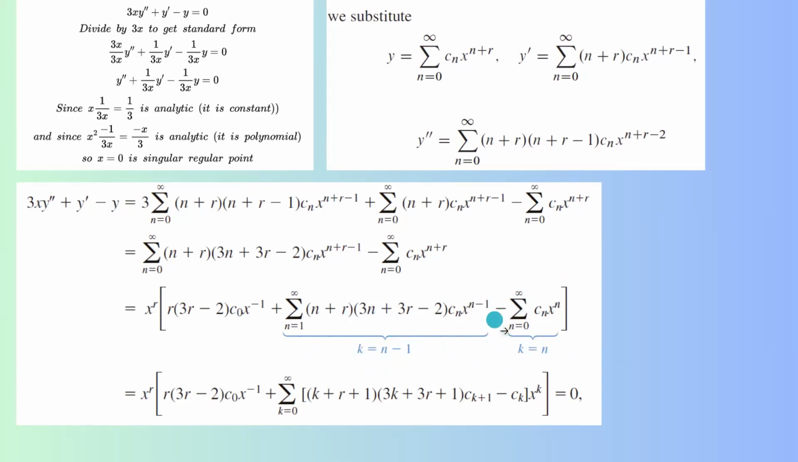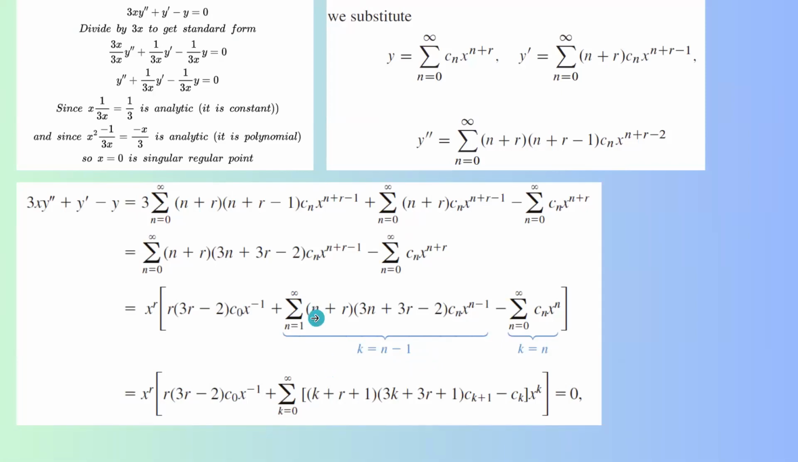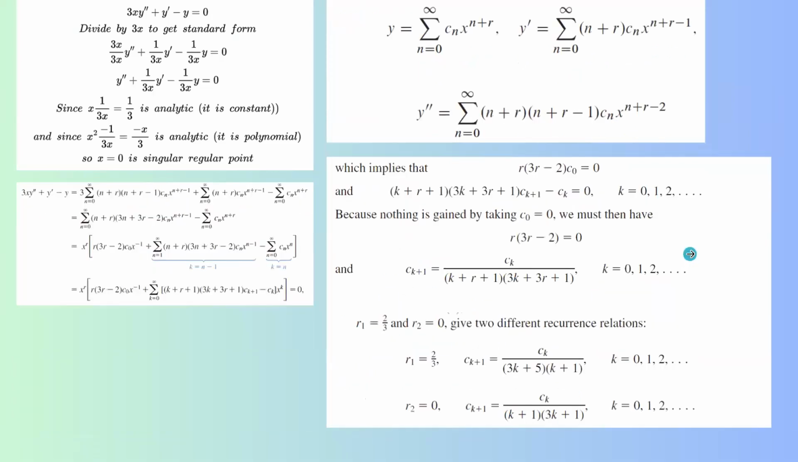It helps to combine these together and find a recursive relation here. So again, x to the power r is factored out, and then you have r(3r - 2) c sub 0 x to the power negative 1, plus, when k is equal to n minus 1, n becomes k plus 1. So you can just substitute that here, and then combine these two power series together to find the recursion. Very good.